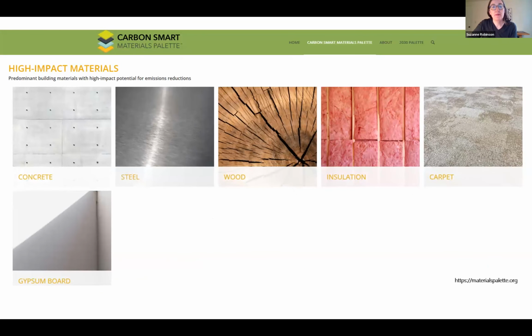Now, when we look at the materials, this is from the Carbon Smart Materials Palette, which I believe is associated with AIA 2030. And they've identified the top 6 high impact materials. And in there, you'll see some structural elements. So we have concrete, steel, and wood, insulation, which I'll get into a bit more on the enclosure side, and then carpet and gypsum.